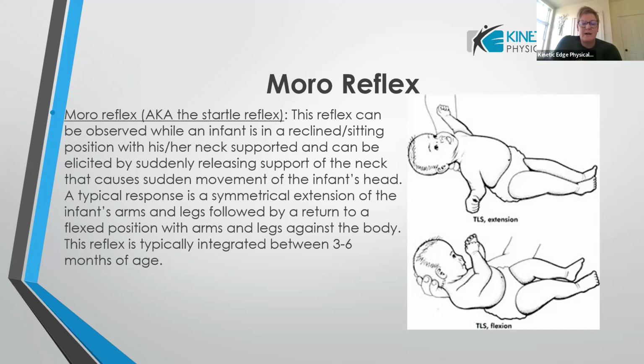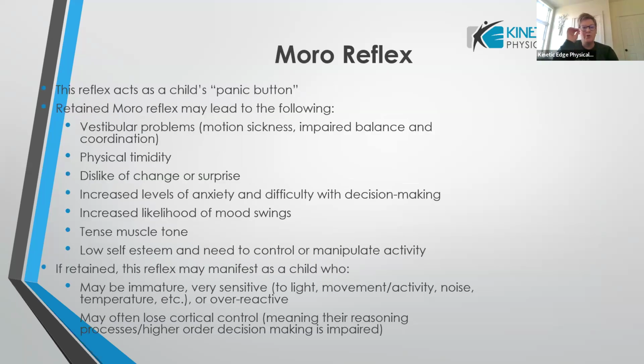And so this is a typical response until it gets integrated between the ages of 3 and 6 months of age. So the Moro reflex acts as a child's panic button. And so this reflex, when it is retained, can definitely impact a child's behavior and may sometimes get confused or also look like some sensory processing issues. So especially the dislike of change or surprise, increased anxiety levels, mood swings.